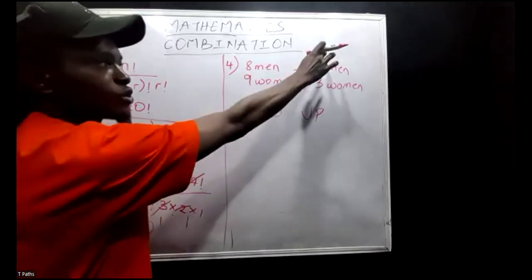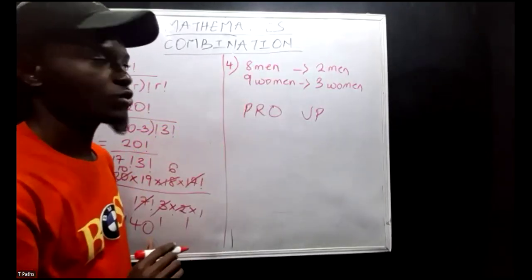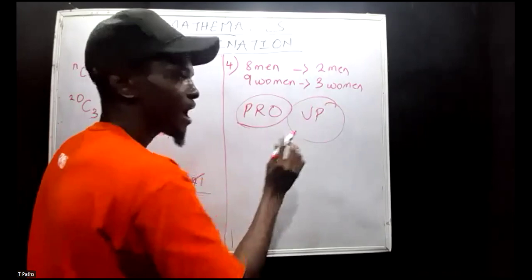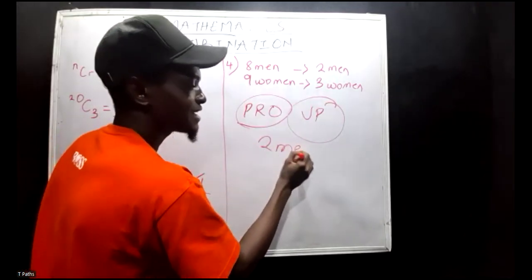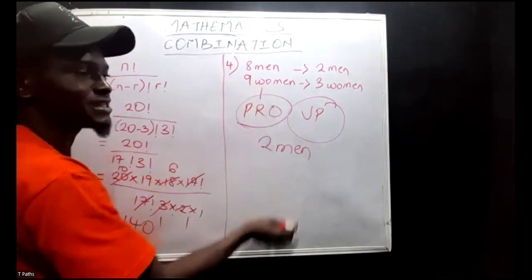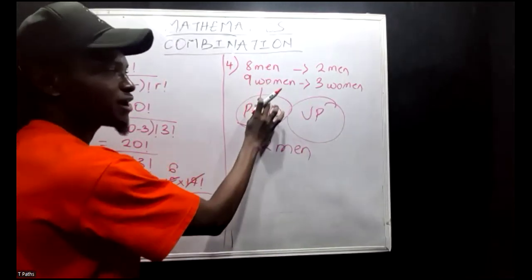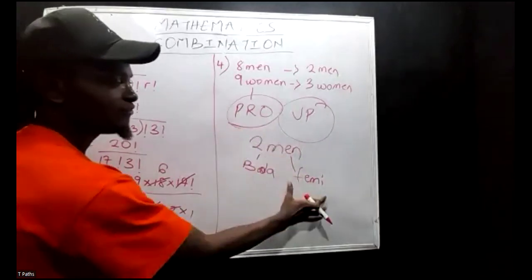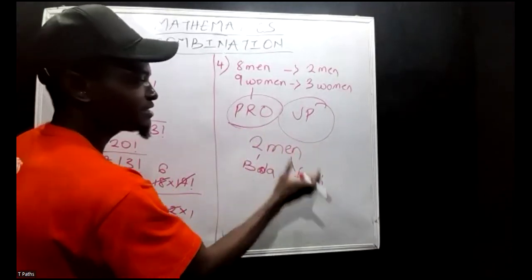This is going to be a permutation question. I'll tell you why. If I was told to just select 2 men from 8 men, that is a combination question. But if I'm told to select 2 men, and one should be the PRO and one should be the vice president, then after selecting the 2 men, either the first man is PRO and the second man is VP, or the second man is PRO and the first man is VP. Let's give them names. Let's say this is Bola and this is Femi. So even after selecting the 2 men from these 8 men, if I was told one is to be PRO and one is to be VP, and I select Bola and Femi, either Femi is the PRO and Bola is the VP, or Femi is the VP and Bola is the PRO.